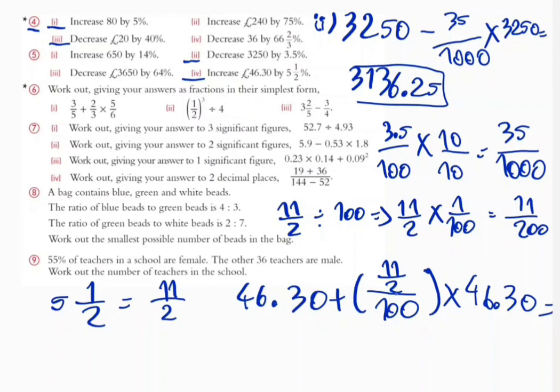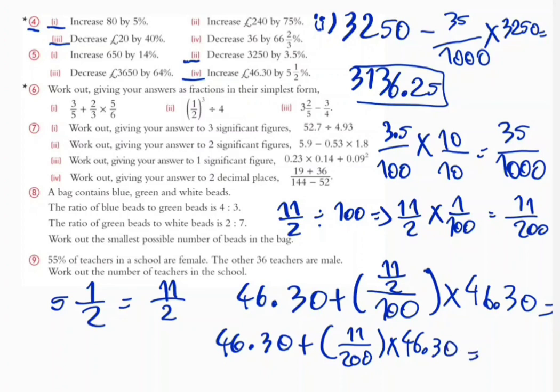So now I can just write down 11 over 200. 46.30 plus 11 over 200 times the initial amount, which is equal to 48.8465 pounds. And we can round this and write it to 2 decimal places like the original number, which gives me 48.85 pounds.